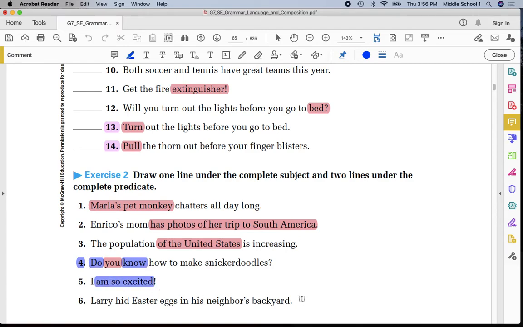I am so excited. Complete predicate. Simple predicate am. That leaves one subject, I. Larry hid Easter eggs in his neighbor's backyard. Larry hid.